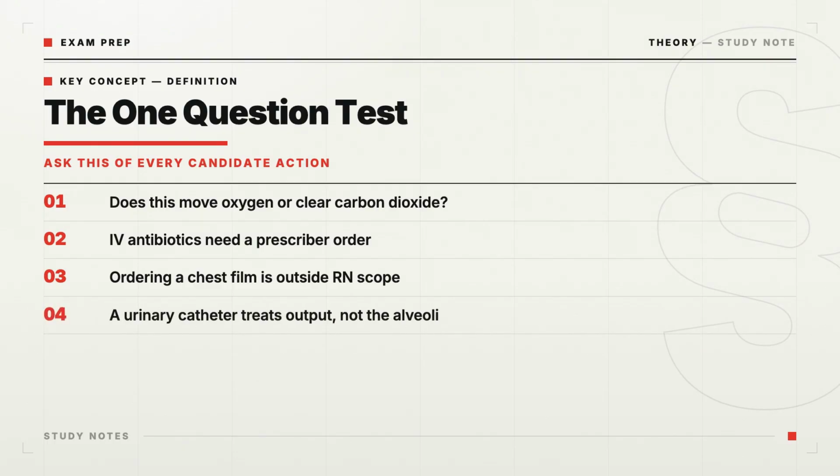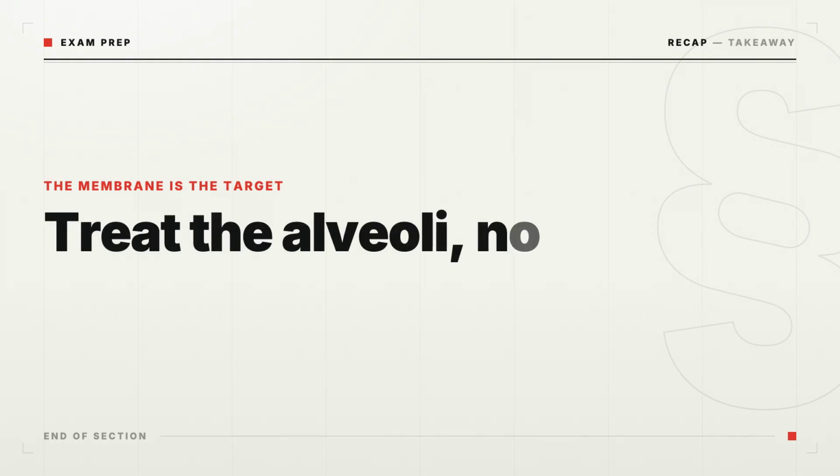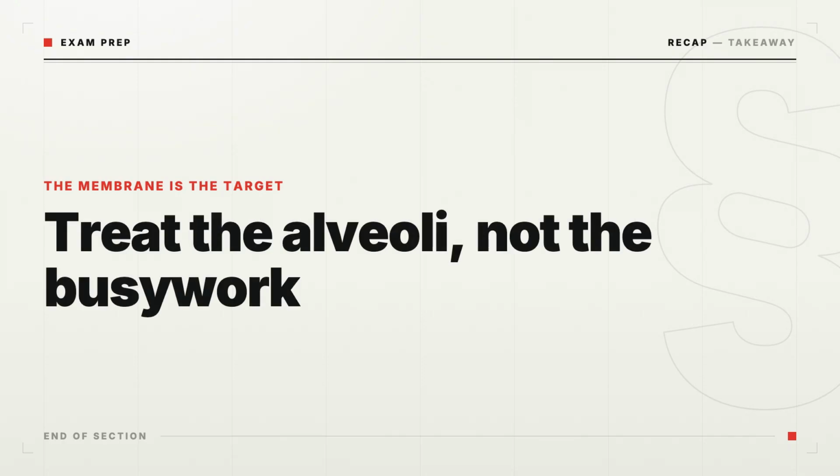So ask one question of every choice: does this move oxygen or clear carbon dioxide? Position and lung expansion come first, then coughing to clear secretions, then pacing activity, so demand never outruns supply. Keep the alveolar capillary membrane in mind, and you'll always spot the action that treats breathing versus the one that just looks busy.